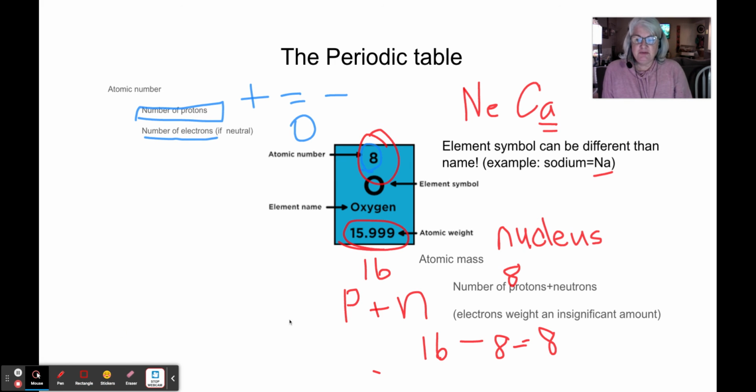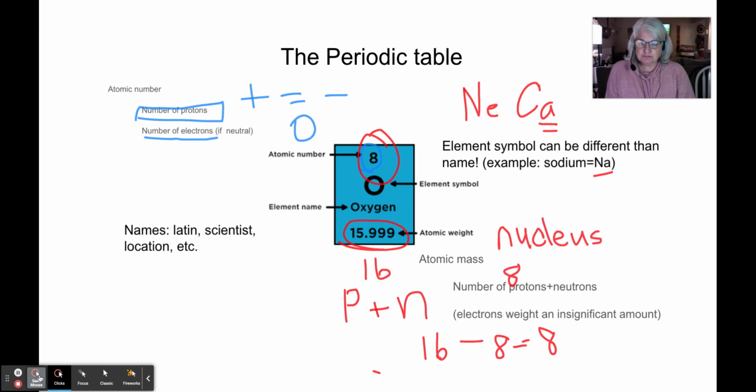And then finally, we have the element name. And the names come from lots of different places. Sometimes they're named after the scientists that discovered it. Sometimes they'll be named after the places they were found. It could be a word in Latin that describes the element. So, the names and the symbols, you just have to learn them. I mean, the more you use the periodic table, the faster it comes to you. But that's how we get names.